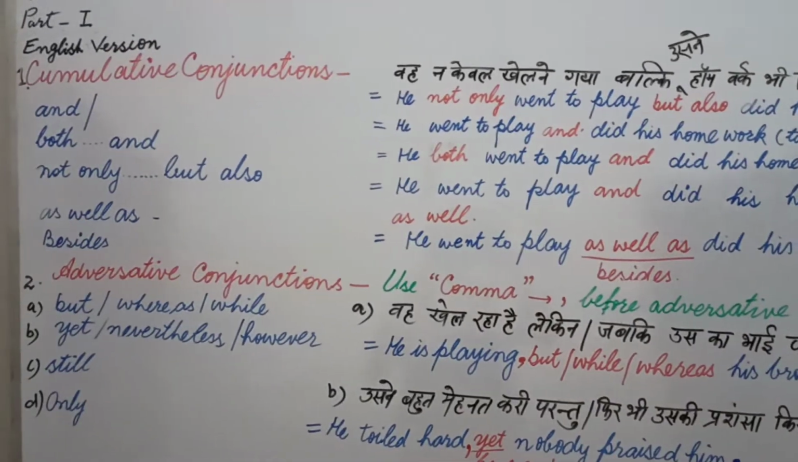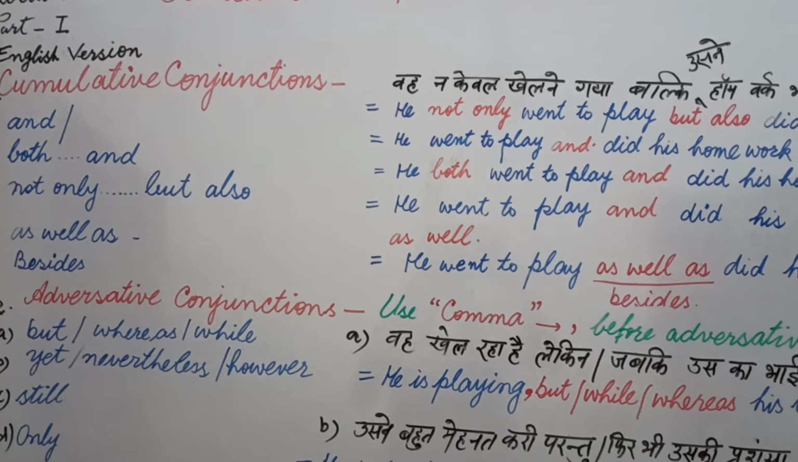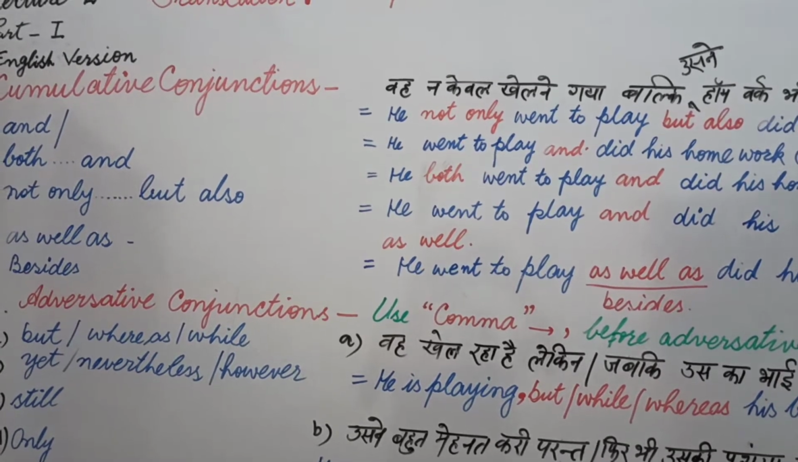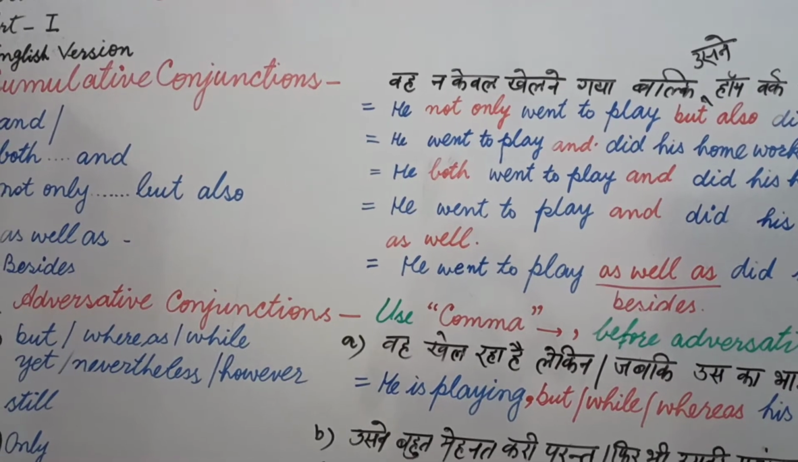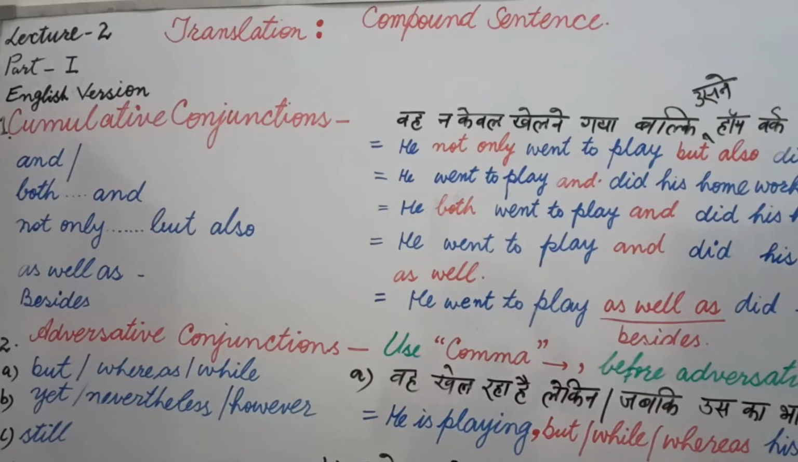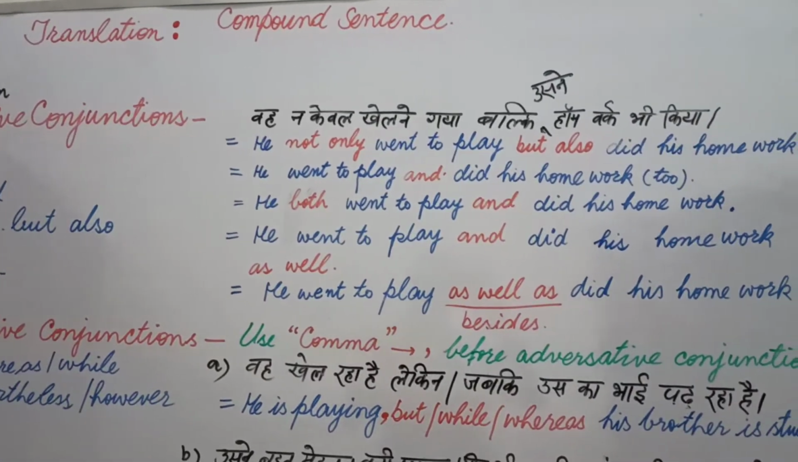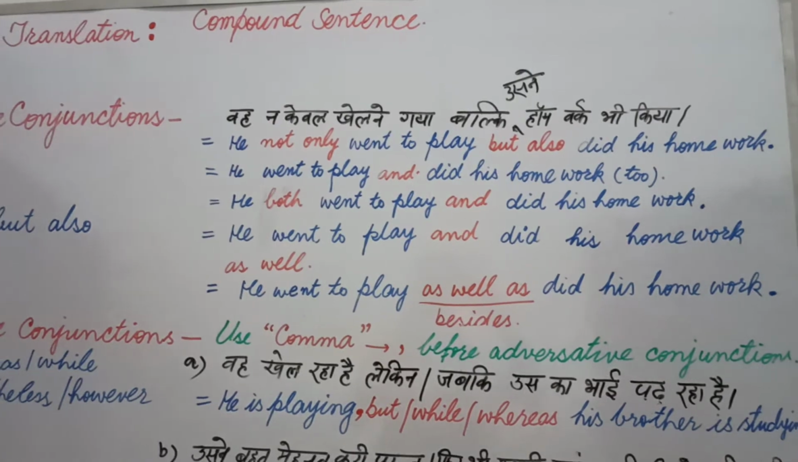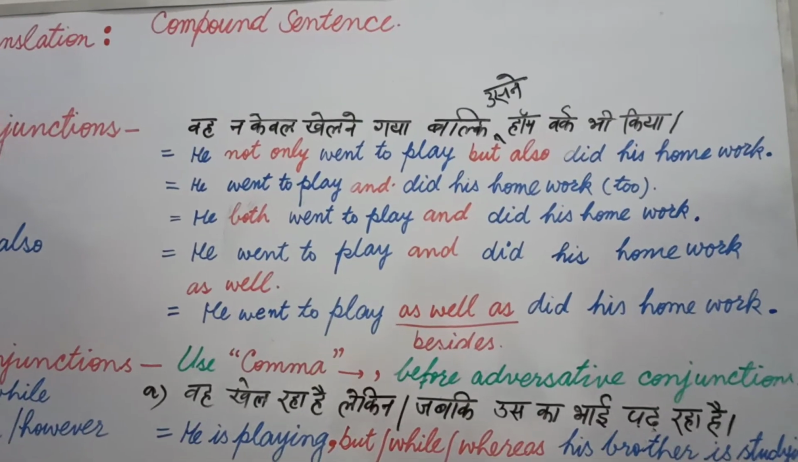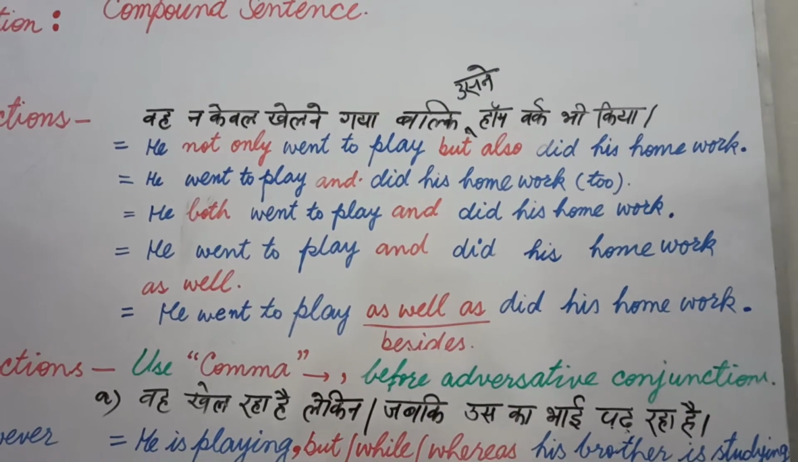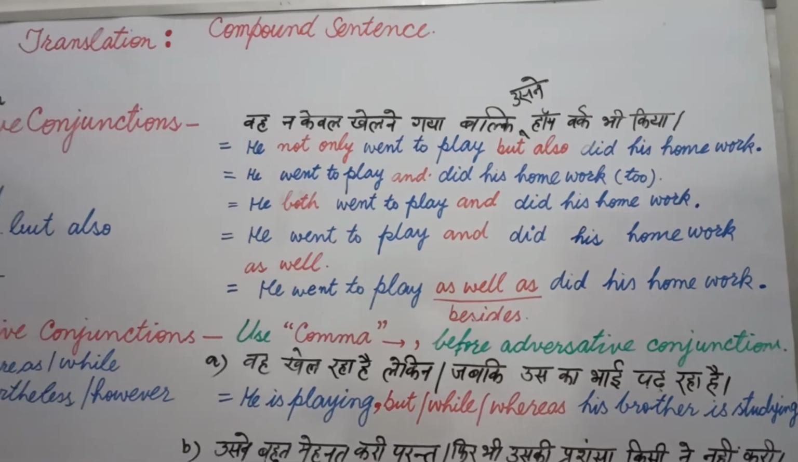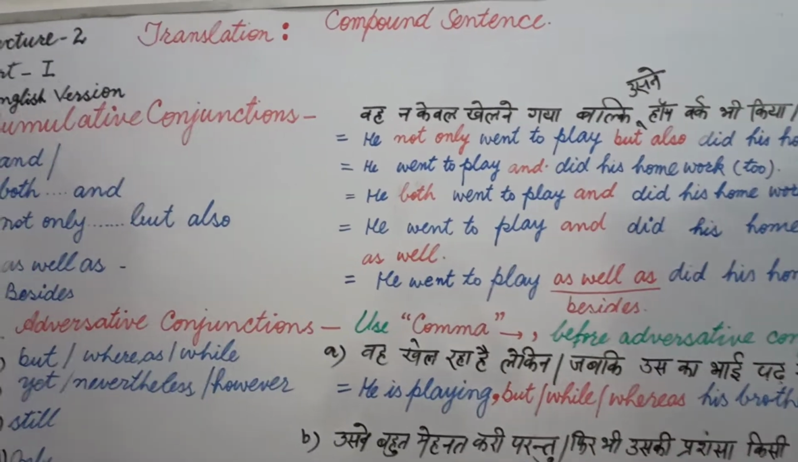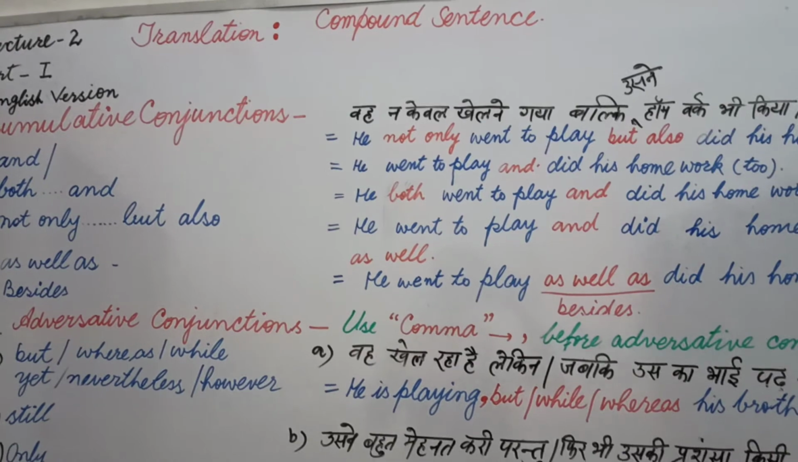Students, all these conjunctions, if I say in conclusion, these conjunctions mean 'and'; these are the various forms of 'and'. Now I have observed all conjunctions. In this only one sentence, वह न केवल खेलने गया बल्कि उसने होमवर्क भी किया, we have used all types of cumulative conjunctions.